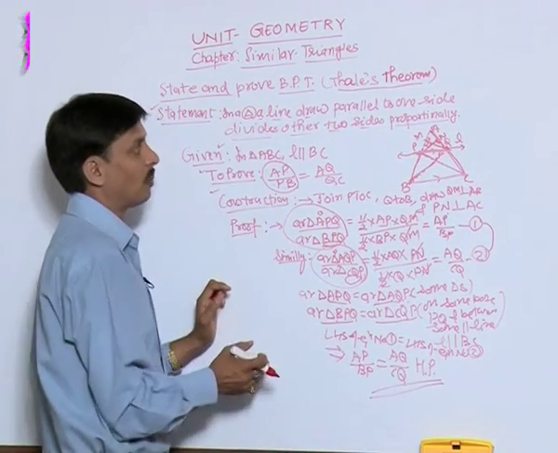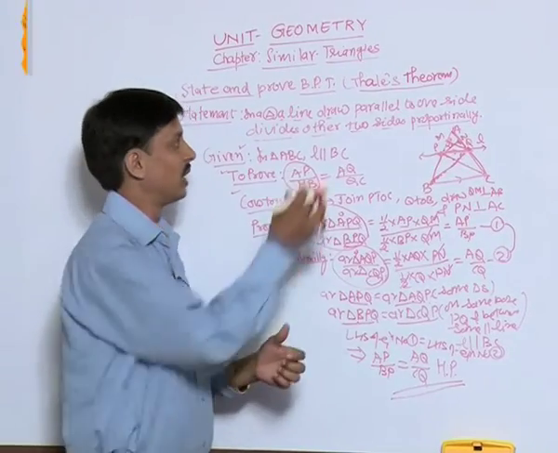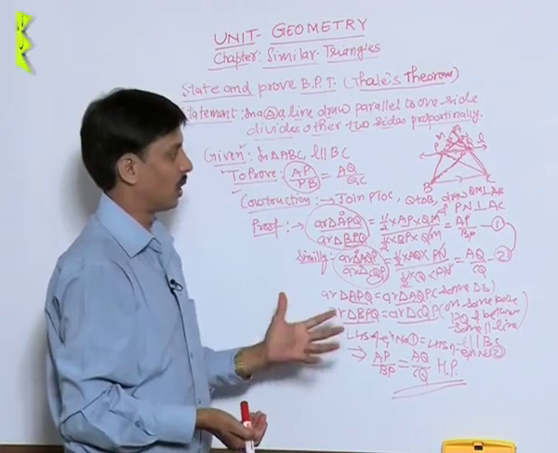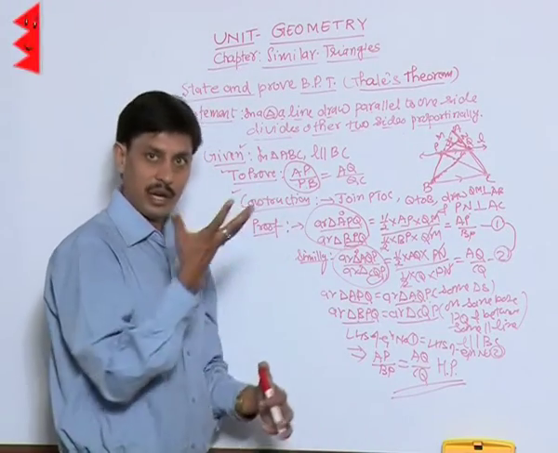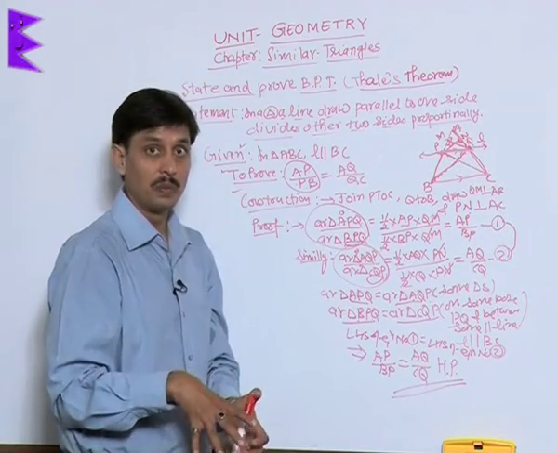This is the proof of the Thales theorem, the basic proportionality theorem, or in shortcut BPT. An important proof, the first theorem result is explained to you, which is very much applicable. Its converse is also possible, which we will discuss with you.